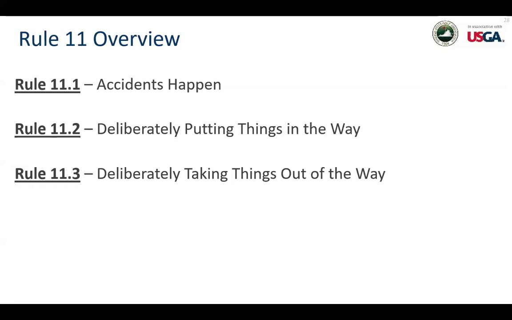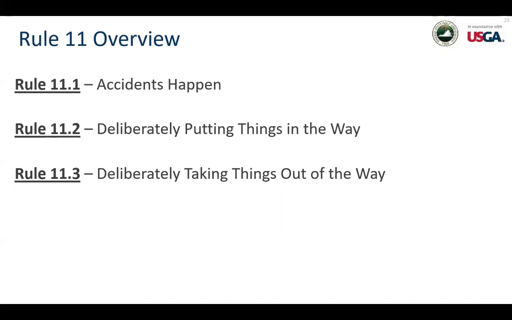11.3, deliberately taking things out of the way. This is one that is rare, but it's more likely, in my opinion, than 11.2. You might just have someone or yourself just not thinking and take something out of the way that is not permitted by the rules.